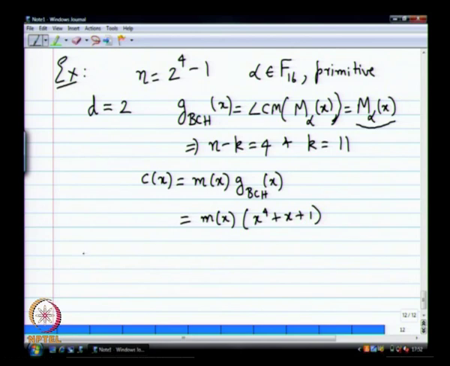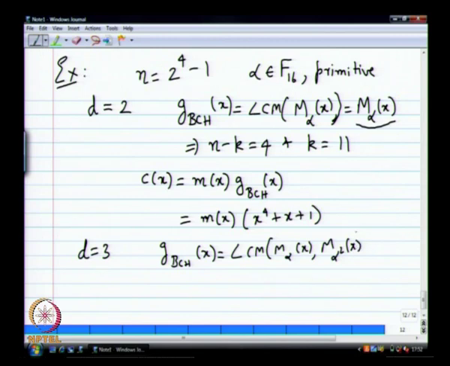So, running out of time. Let me quickly do d equals 3. For d equals 3, you will get g_BCH(x) to be what? The LCM of M_alpha(x) and M_alpha^2(x), which in this case is exactly equal to the same thing as before, x power 4 plus x plus 1. So, you again get k equals 11. In fact, you get the same exact code whether you pick d equals 2 or d equals 3. So, it is not a problem.